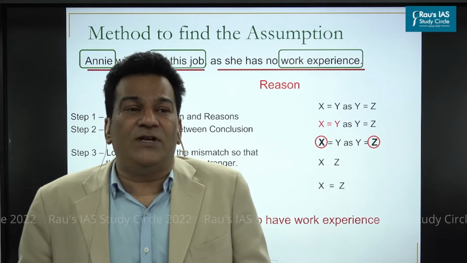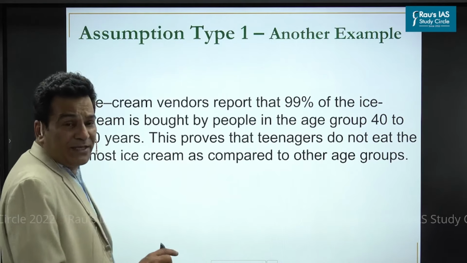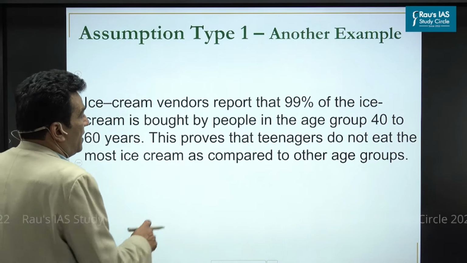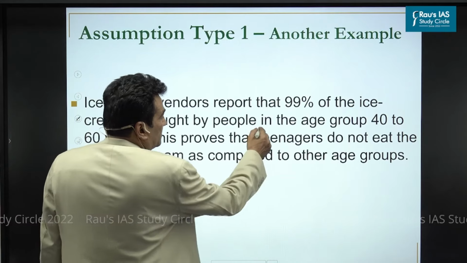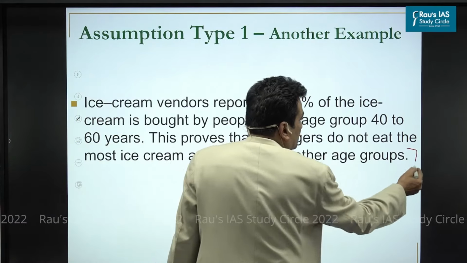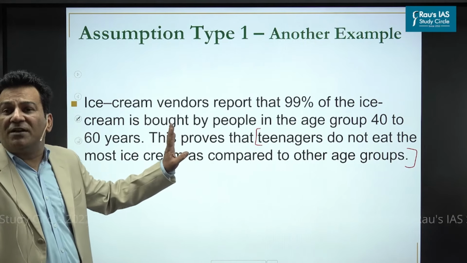I've kept it funny so that you'll remember it also. We'll do it together. Here, what is the conclusion? Teenagers do not eat the most ice cream as compared to other age groups is the conclusion.